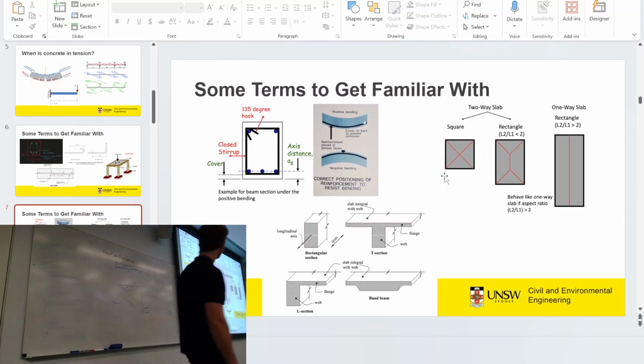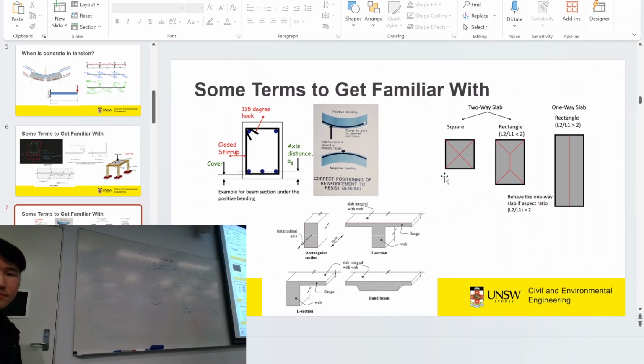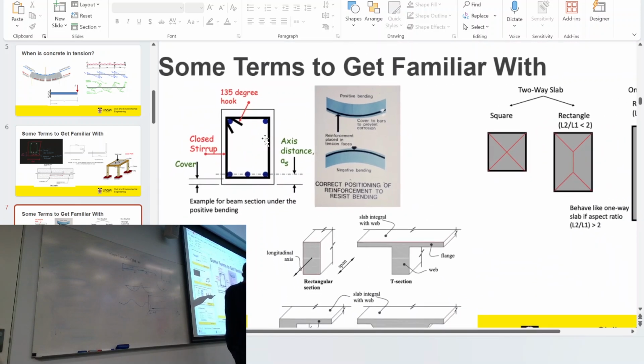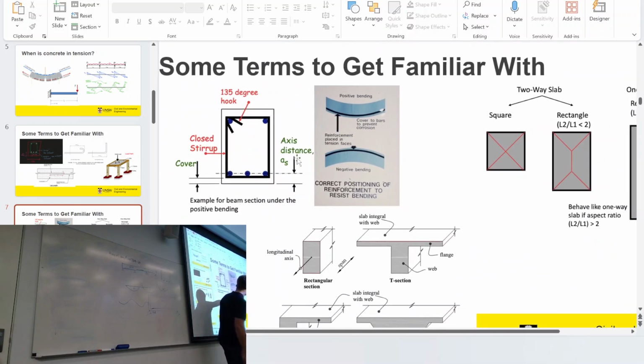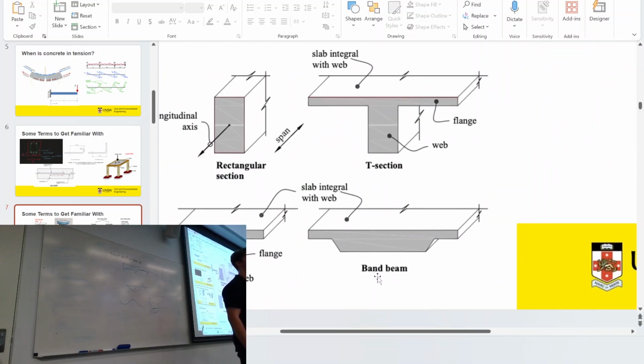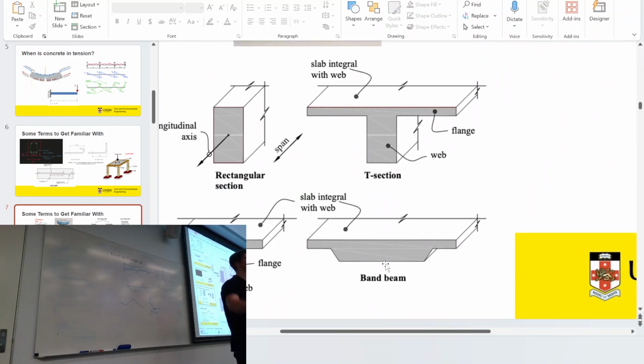Which one do you want to do first? Yeah, so just some more terms as well. As we talked about, stirrups, hooks, different types of beams. You've got T-sections, just regular rectangular sections, band beams. Anyone know where you might see band beams? Anyone want to have a guess? Bridges? Not quite. Good guess.